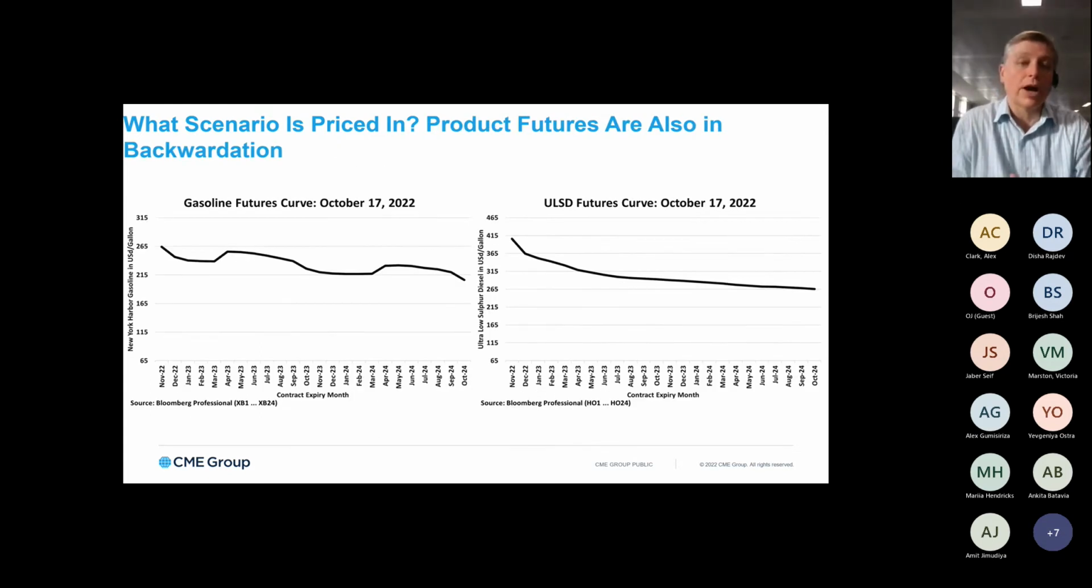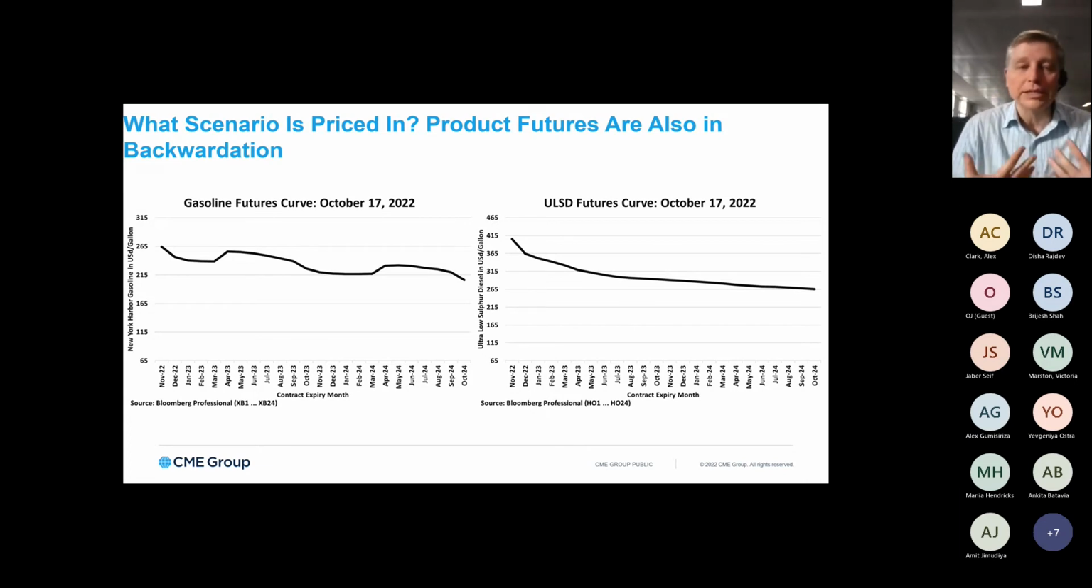When you look at product markets like gasoline and ultra-low sulfur diesel, which used to be known as heating oil, they are also in backwardation. The markets think that over the next few years, their prices are likely to decline. And in particular, the markets are expecting a really big decline in the price of diesel. Currently, the near-term contracts are trading at around 415 cents per gallon. And the market thinks that's going to go down to around 265 cents within the next few years as the most likely possible outcome.